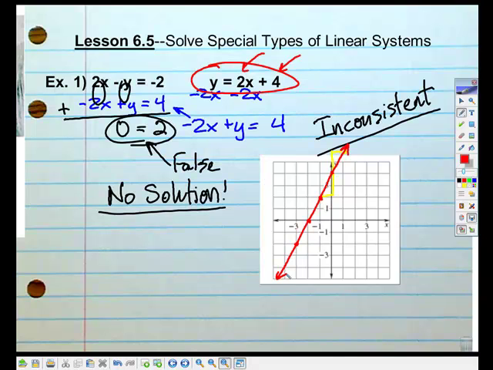Now if I take a look at the other equation, it is not in slope-intercept form. It is that 2x minus y equals negative 2.